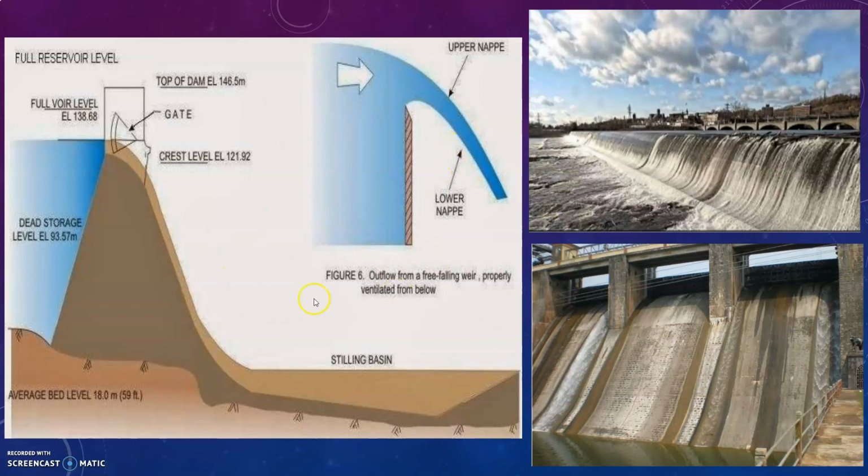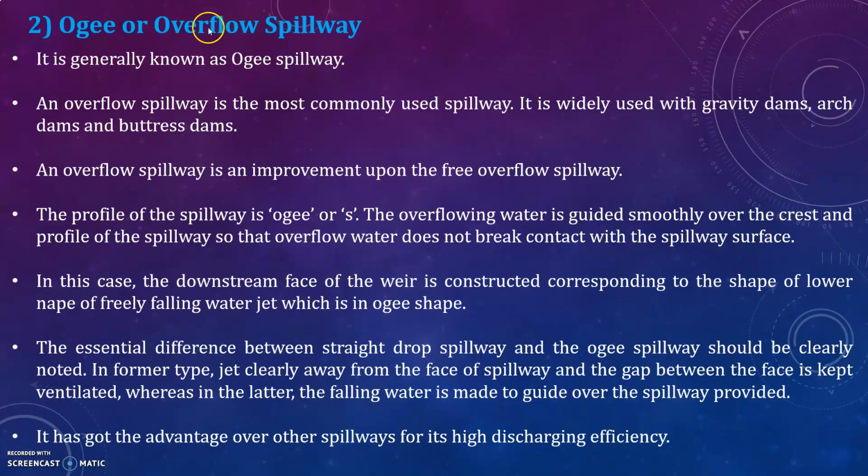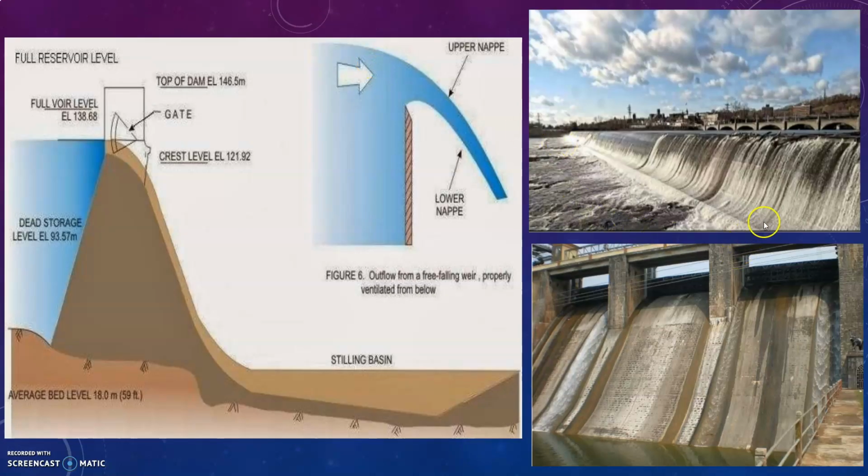You can see here, this is an ogee type, also called an overflow spillway. Its shape is like an S shape. You can see here this is the full reservoir level, top of the dam. This is a gate, crest level, dead storage level. This is the average bed, stilling basin, and this is lower nappe and upper nappe. Outflow from a free falling weir, properly ventilated from below.